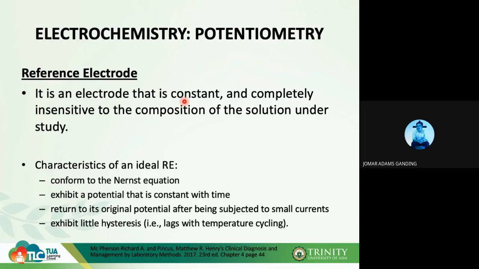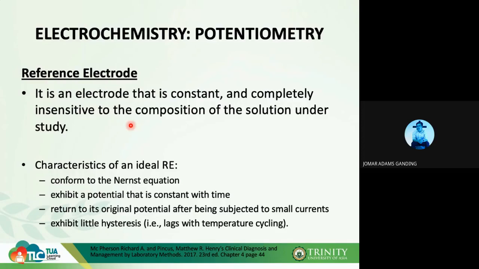Your reference electrodes kasi, your electrodes will be subjected to different electrical current levels, so to speak. And different levels of electrical current also mean different temperature. So, meaning to say, mag-iiba-iba yung temperature niya, and that reference electrode should be able to cope up or adapt to that fast, with just little lag, okay? Small lang yung lags nila. Are we clear with the reference electrode? So, that is the reference electrode now.